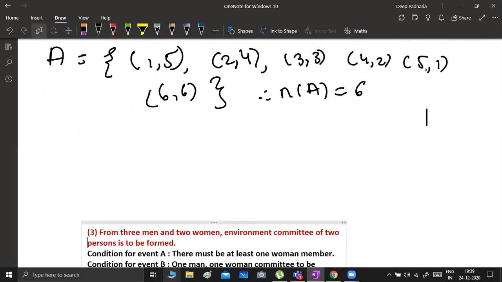Talking about the B part. What is asked in the B part? In the B part it is asked for an odd number on the upper face. So just refer to the sample space and tell me what will be n of B. I'm giving you 1 minute.